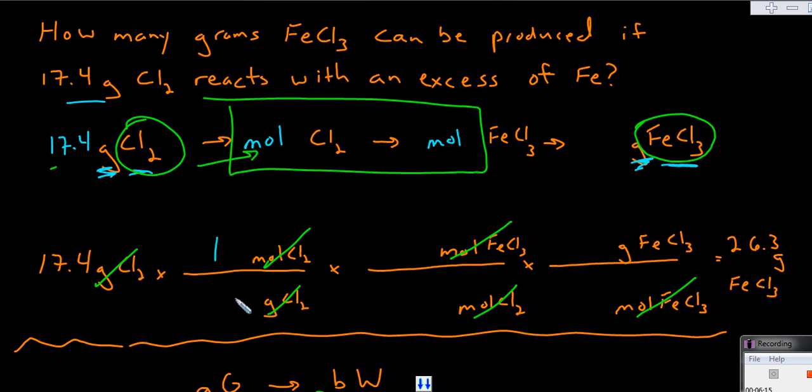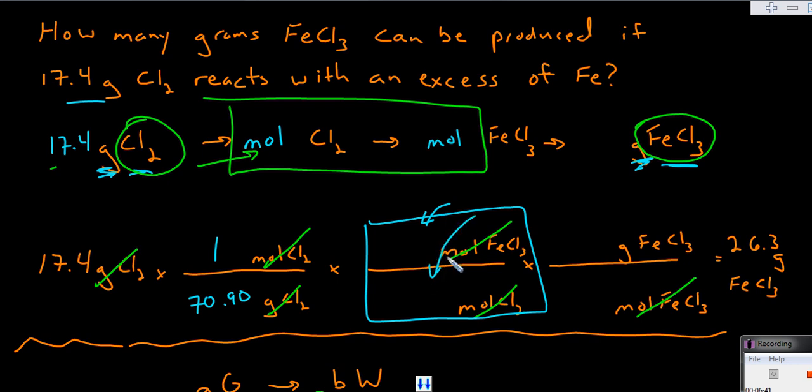Well, to convert between mass and moles, moles and mass, you need molar mass, the mass of 1 mole of chlorine. So the molar mass of chlorine, Cl2, is 70.90 grams. And then to convert between moles of chlorine and moles of iron-3 chloride, using this mole-mole ratio, then you need to, again, use coefficients from the balanced chemical equation in your mole-mole ratio.